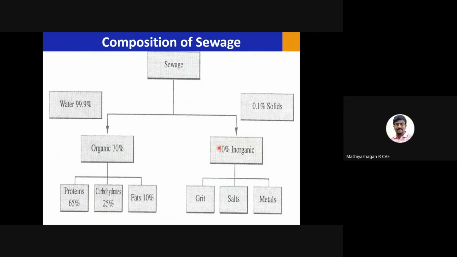We are not bothered about the 30% inorganic matter. Our main concern is the removal of the 70% organic matter. This creates a problem, so we have to adopt biological treatment units for this 70% of the 0.1% solids. For this organic removal only, we go for the biological treatment facilities.